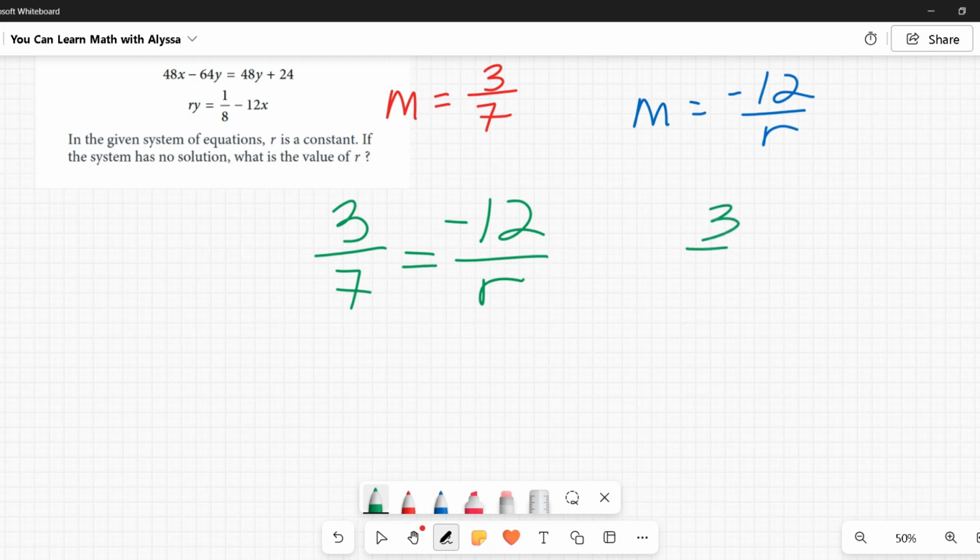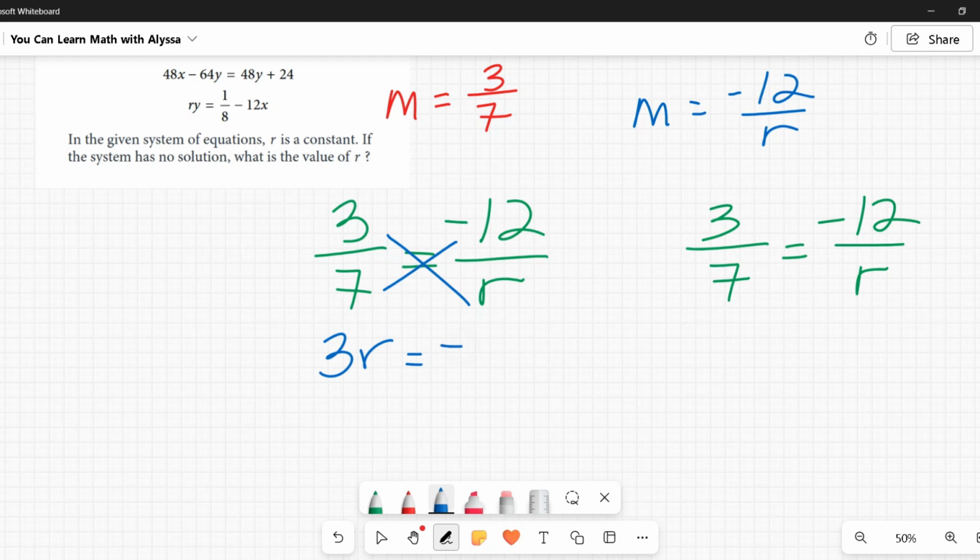And there's 2 ways that you can do this. I'm going to show them to you next to each other. Okay, one thing you can do, and it always works, is you can cross multiply. So I get 3 times r is 3r, and 7 times negative 12 is negative 84.